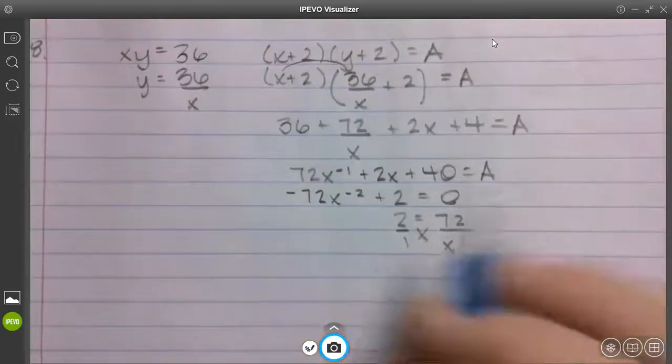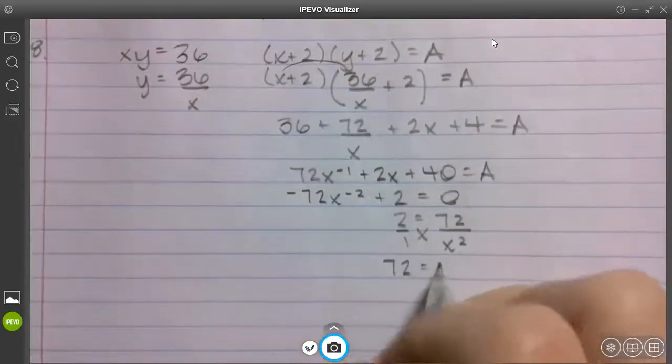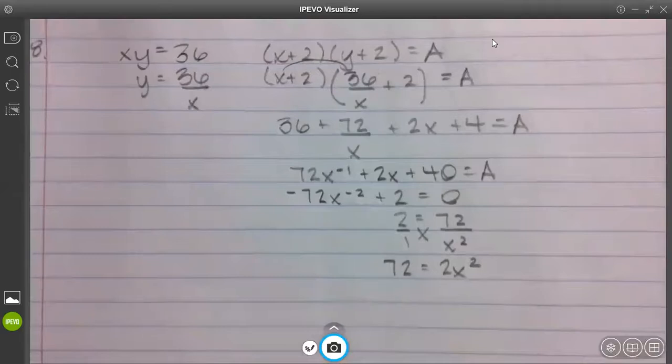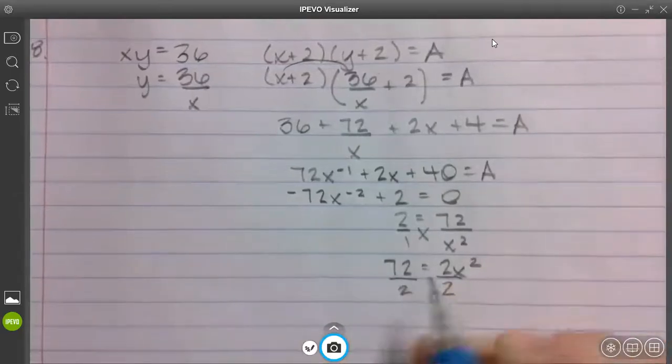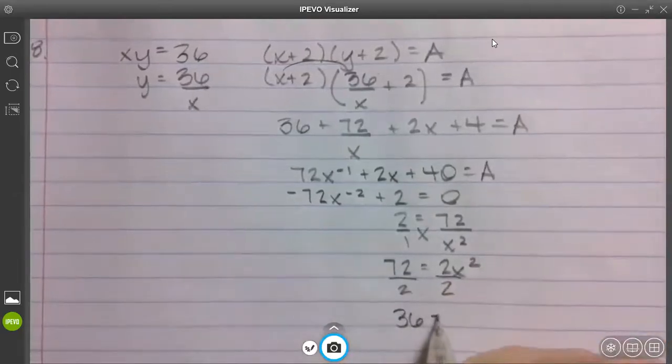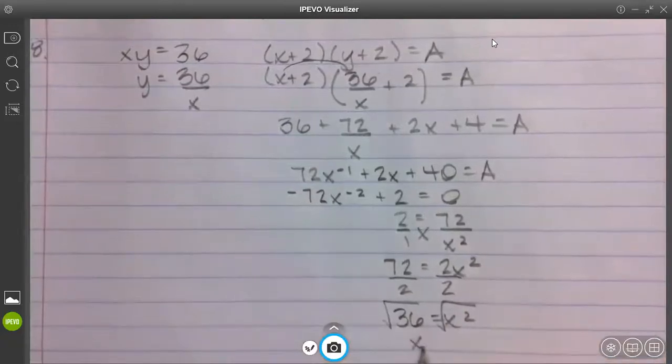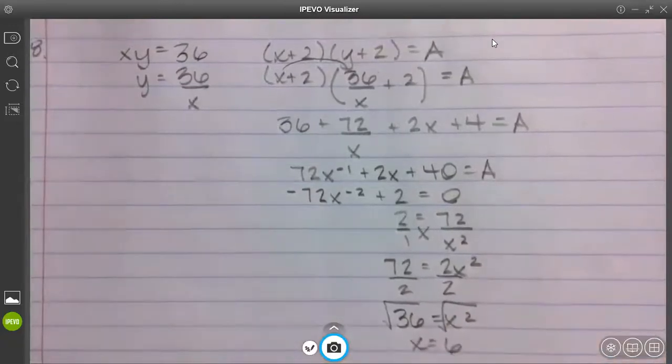We're going to cross multiply. We get 72 equals 2x squared. We're going to divide by 2, and we get that 36 equals x squared. We're going to take the square root, and we get 6.